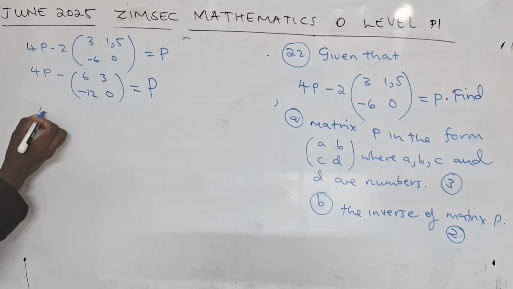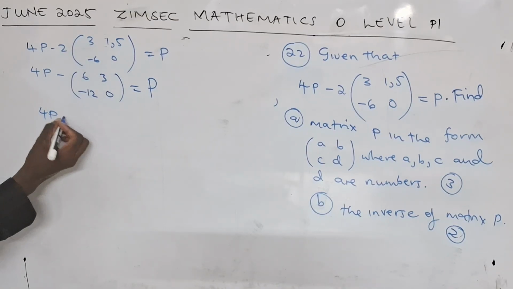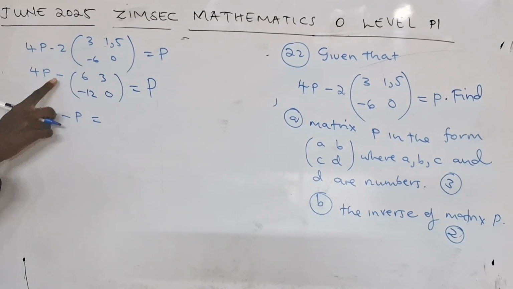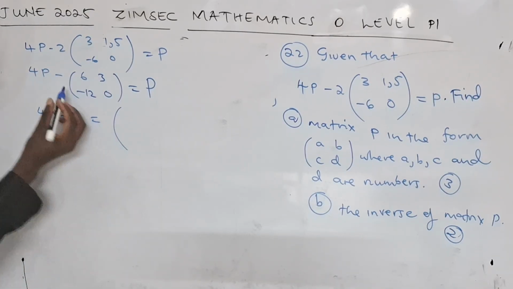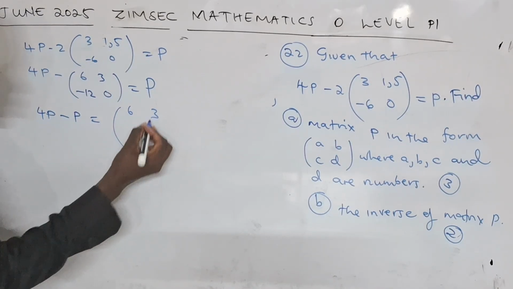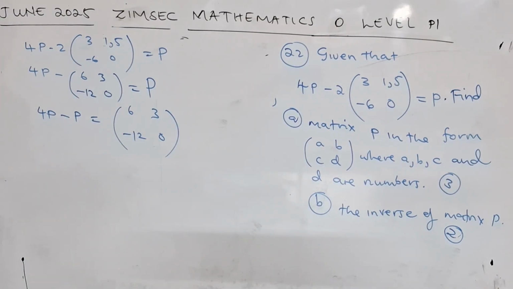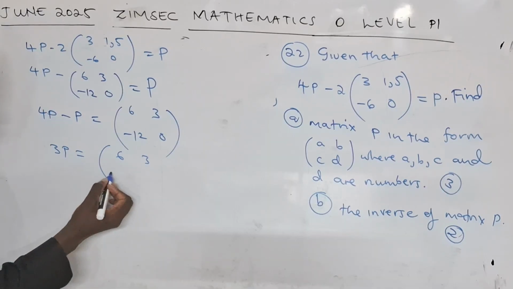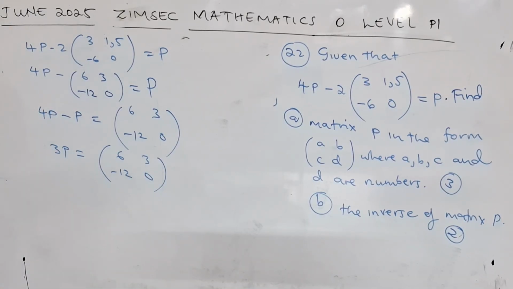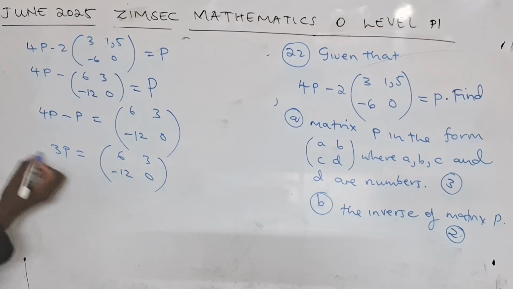Now 4P, you bring this P to this side. If you bring this P to this side, it becomes negative P. This is the negative of this bracket, so if you take it to this side, it becomes positive. So it will be 6, 3, negative 12, 0. 4P minus P, what is the answer? This is 3P is equal to 6, 3, negative 12, 0. In order for you to get P, you multiply both sides by 1 by 3, or you divide both sides by 3.